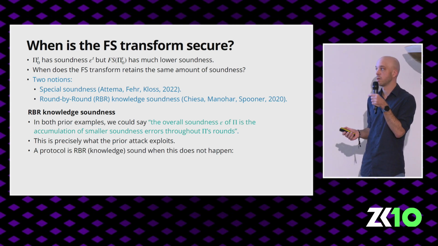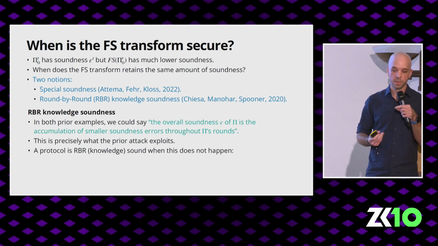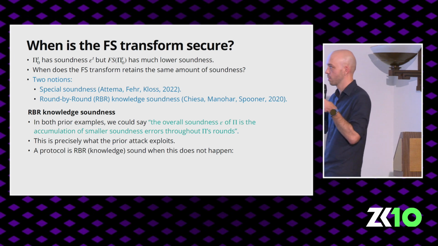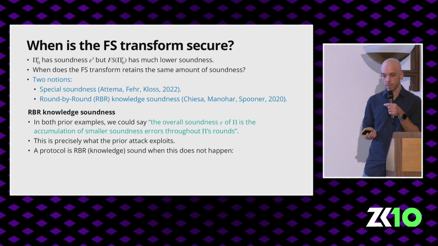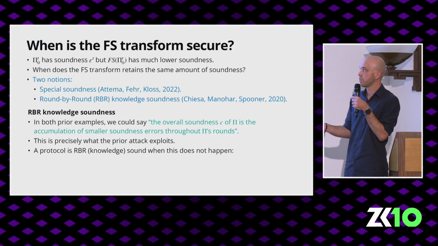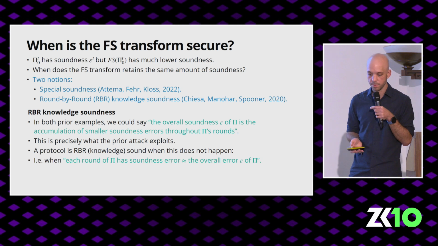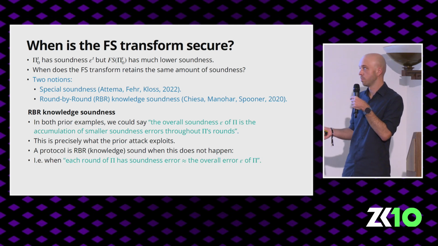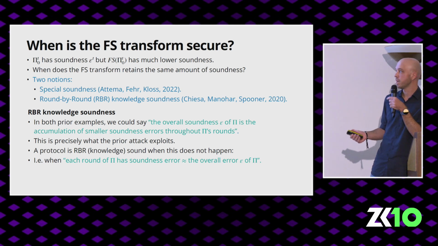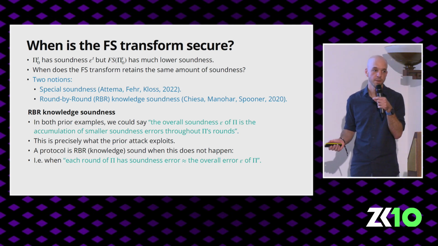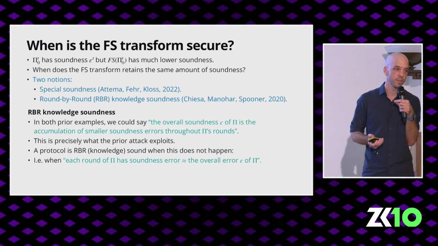And round-by-round knowledge soundness is a notion that tries to state that this doesn't happen. So the formalization is different than what I'm just saying, but this is the intuition of what round-by-round knowledge soundness says. Basically that the security of the protocol is not the accumulation of several checks that are not very secure. So basically to prove that your protocol is round-by-round sound or knowledge sound, you have to end up showing that every check you make has the soundness error that you are targeting. Like if you are targeting 128 bits, all checks should have 128 bits.